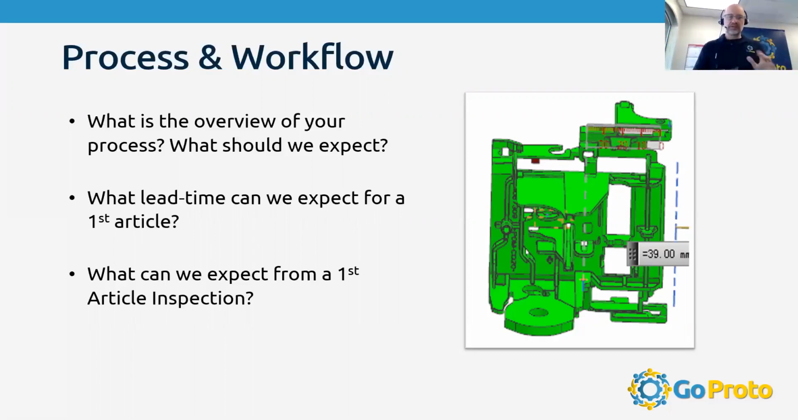But we see a lot of 2 to 4 weeks is kind of a typical lead time for us, and we're very interested in those quick turn, low quantity, but highly precise parts. And then what can we expect from our first article inspection?